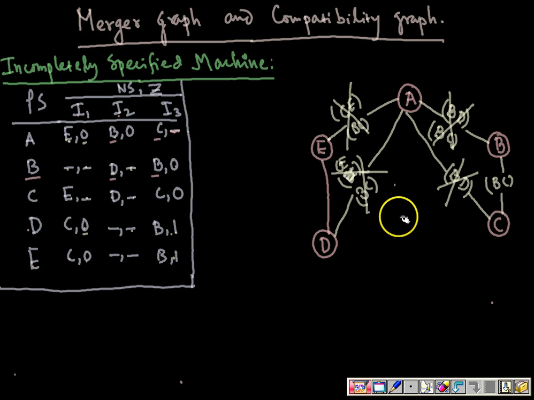So here we are done. So this is the marcher graph. So amongst these 5 states, only BC is compatible, none of the others are compatible. So let us take one more example.